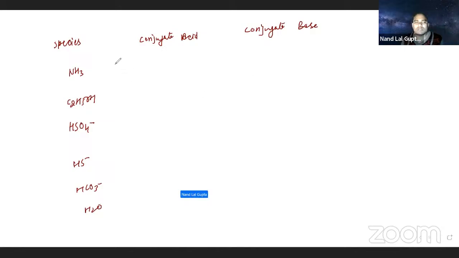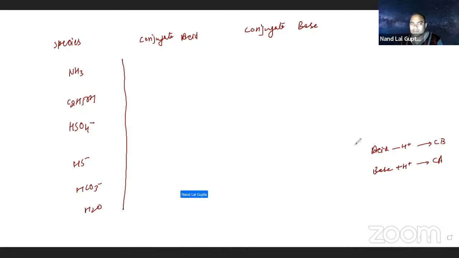What concept are you going to apply here? An acid loses an H plus ion and becomes its conjugate base. A base gains an H plus ion and becomes its conjugate acid. So for NH3, if you want to write the conjugate acid, should it gain H plus or lose H plus? Conjugate acid means it should be added with H plus. Yes or no?